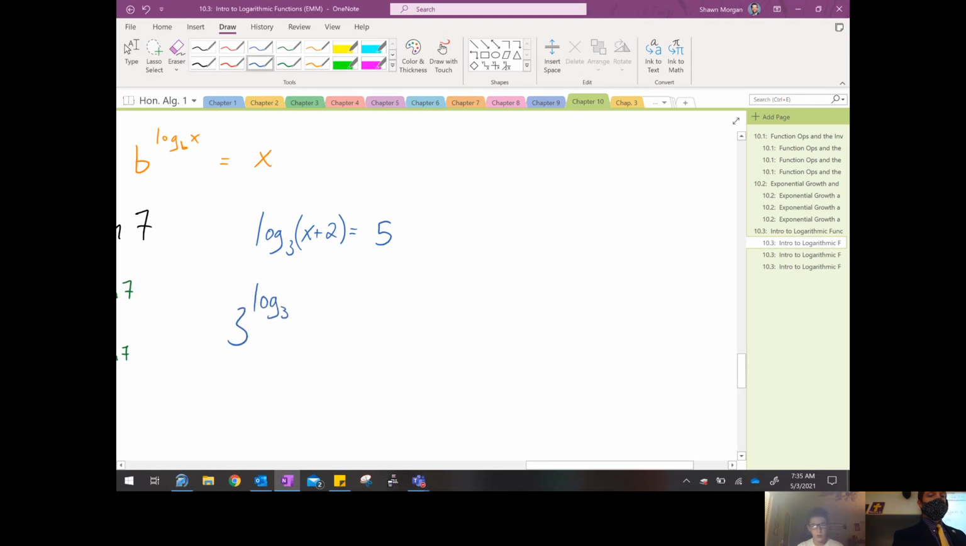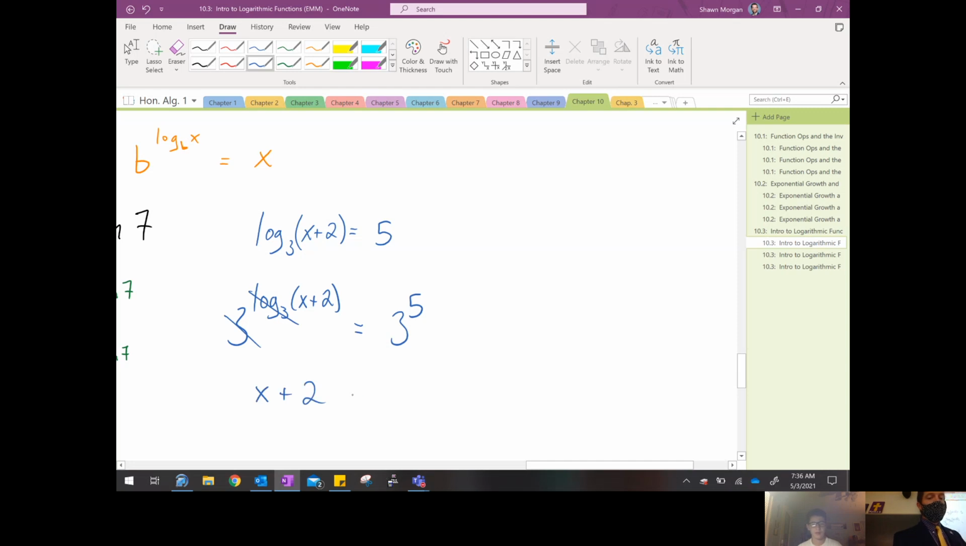So we get 3 to the log base 3 of x plus 2. Whatever I do on the left, I got to do the same thing on the right. So the right-hand side is going to be 3 to the power of 5. Now, 3 to the power of 5, I believe, is 243. But even if I didn't know that, what is 3 to the 5th? It is just a number. Now, the right-hand side being just a number, the left-hand side now is what?